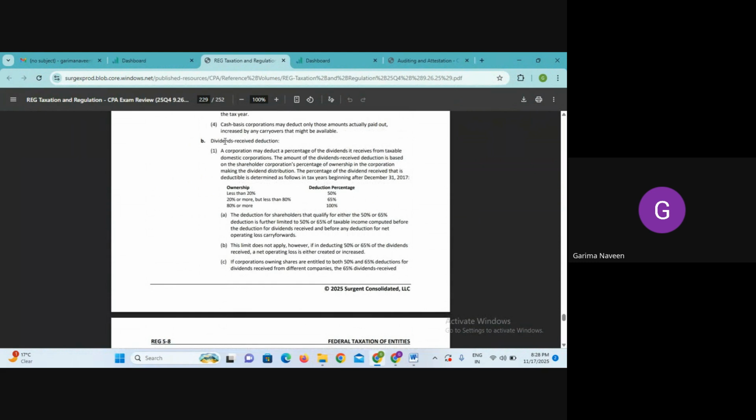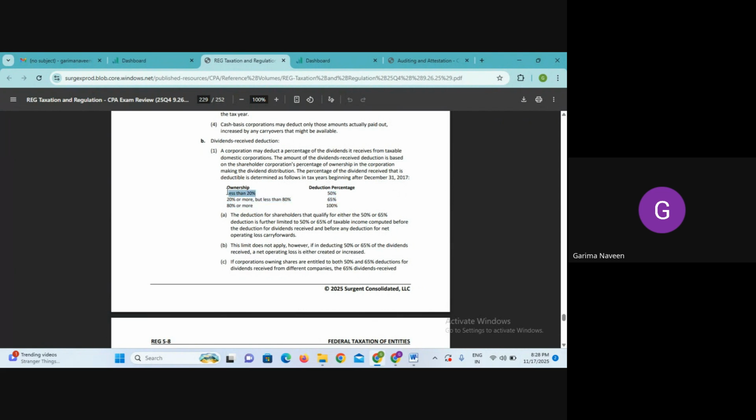Okay. So dividend received deduction. DRD is basically given to the C corporation, and to qualify for this, the stock should be a qualified stock. Okay, it is not applicable to any preferred stock, and the deduction limit depends upon the ownership.